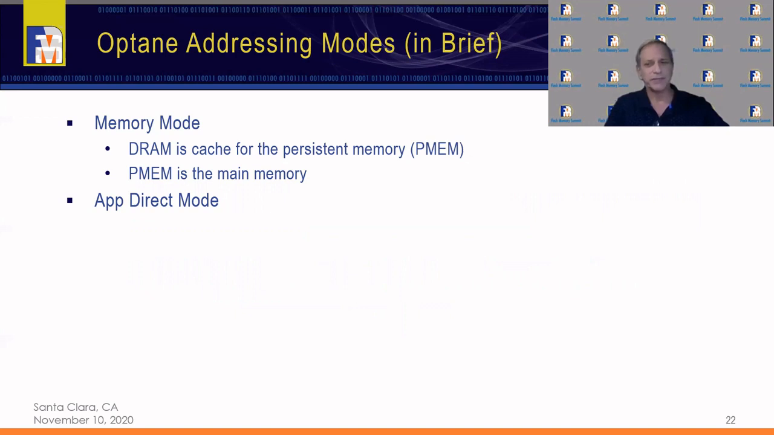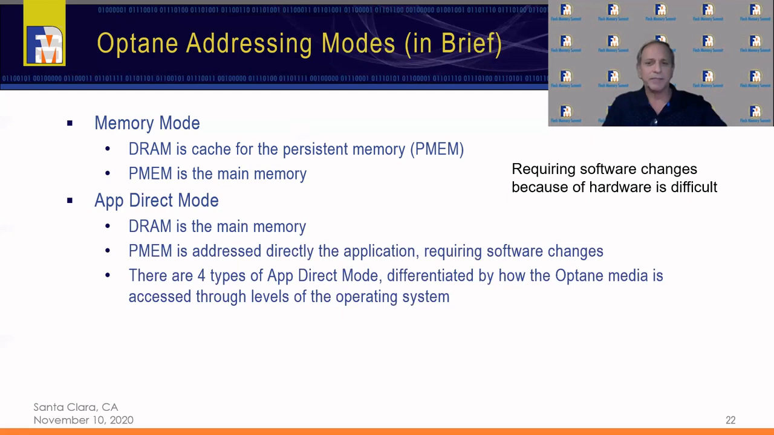Optane is intended for use in a heterogeneous memory architecture. Its two addressing modes reflect that. They are memory mode and app-direct mode. Memory mode uses the PMEM as main memory. The DRAM is simply its fast cache. In app-direct mode, the DRAM is the main memory, and the PMEM is additional memory addressed by the application software directly. Unfortunately, that means that the application needs to be rewritten to accomplish that. And that's always a barrier to adoption, especially in the data center.